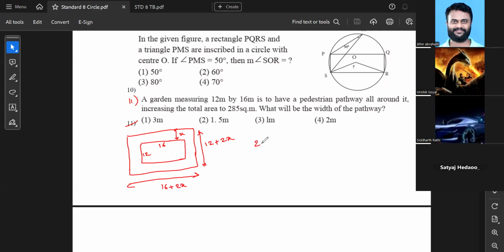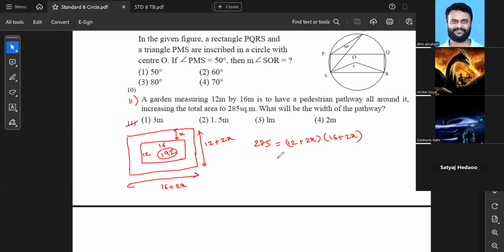Yes, sir. Now the new area is 285, which is equal to length into breadth, that is 12 plus 2x multiplied by 16 plus 2x. Previously, how much was the area, just for our understanding? 192. Yeah, 192. Previously it was 192. Now it is 285.